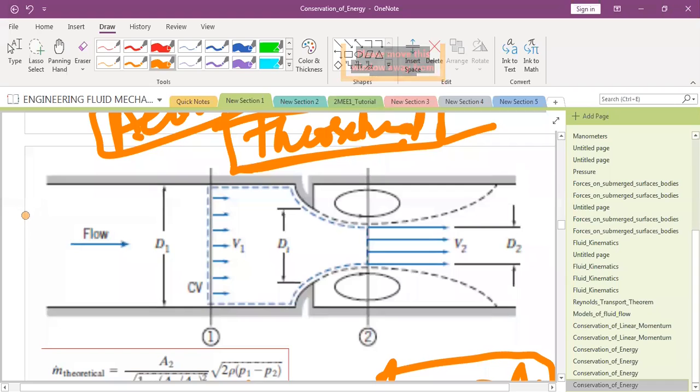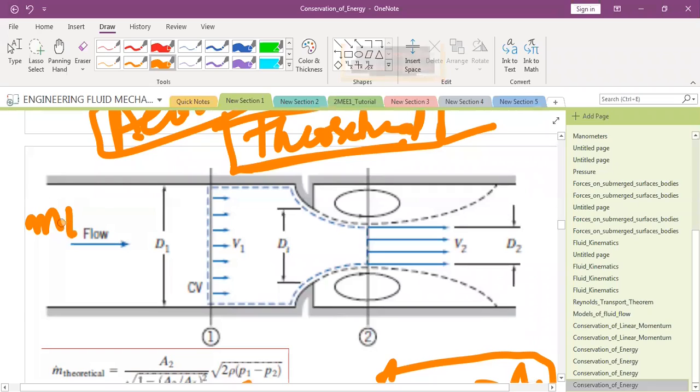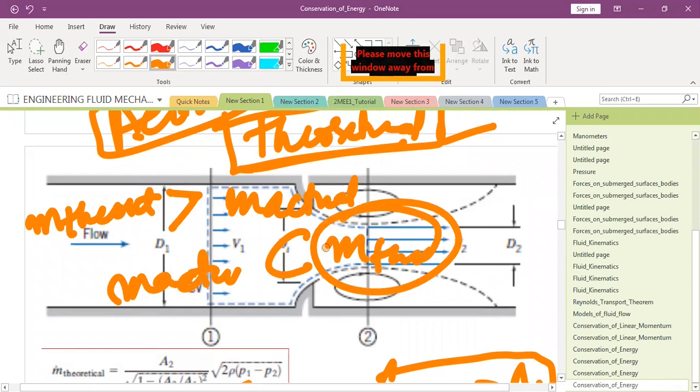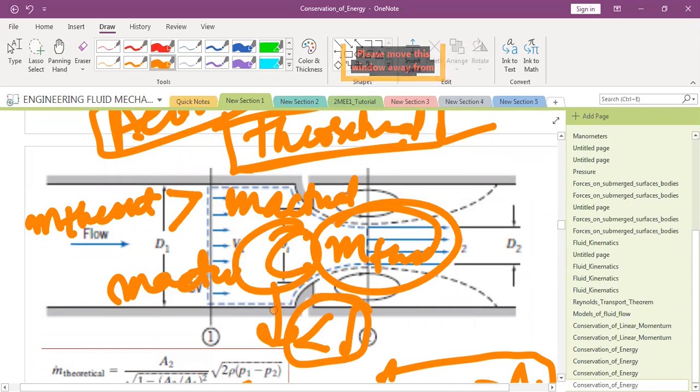Okay, I will leave this as an exercise. I will discuss in the other class. So the answer is, M theoretical will be, what should I put, greater than or less than? If I want to find M actual, I have to multiply M theoretical by C. So C is always a quantity less than 1. I will let you know why it is so.